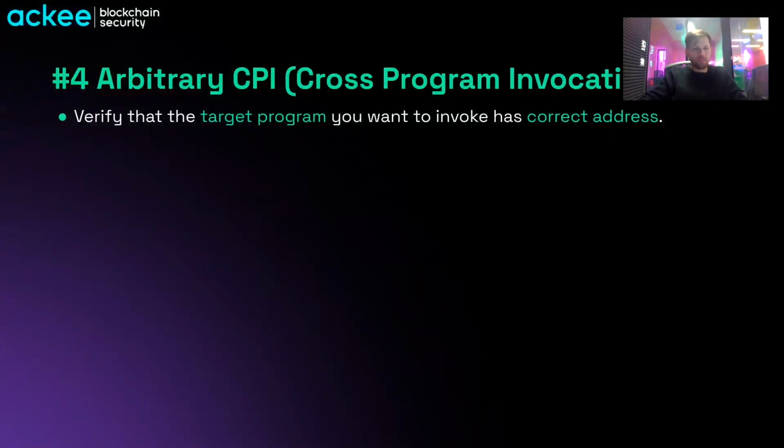So the next exploit is arbitrary CPI. CPI stands for cross-program invocation. It's a little bit similar to the previous one, in that you have to verify that the target program that we want to invoke has the correct address.